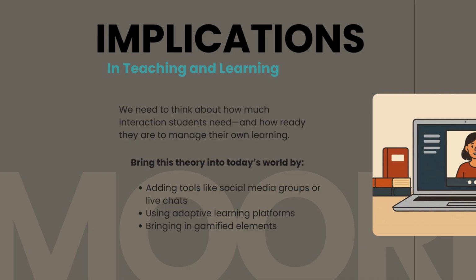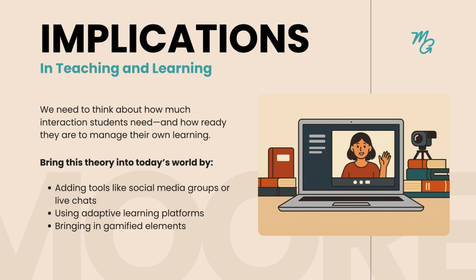Next, let's explore some of the implications of the theory for teaching and learning. Moore's model reminds us that course design isn't one size fits all. We need to think about how much interaction students need and how ready they are to manage their own learning. Some learners thrive with more freedom and less structure, while others need more support and opportunities for real-time feedback.